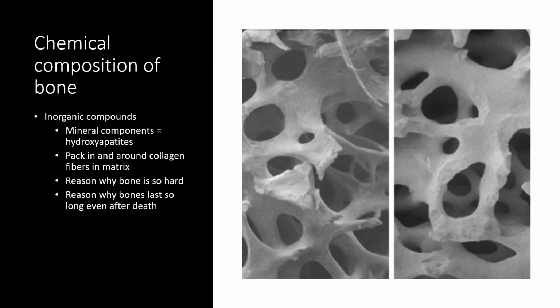The inorganic compound that makes up a lot of bone is called hydroxyapatite. We talked about that as the calcium-based chalk-like mineral that makes bones seem like rocks. Your osteoblasts lay down osteoid, which is collagen, that sticky collagen, and the hydroxyapatite packs in and around that collagen. It sticks to the collagen in the matrix. This is why bones are so hard, is that hydroxyapatite component.